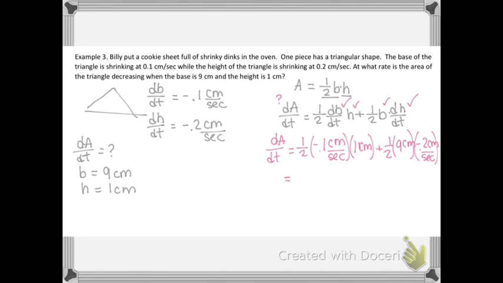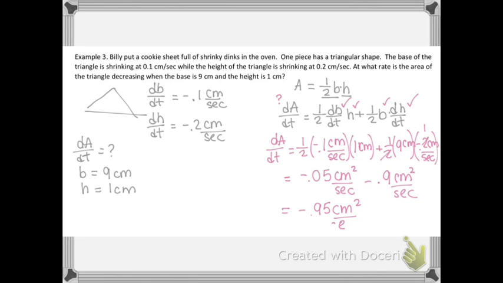Okay, so 1/2 times negative 0.1, that's going to be, I believe, negative 0.05 centimeters squared per second, minus 0.9. I'm just reducing these twos here, so I get negative 0.1 centimeter per second times that 9, negative 0.9 centimeters squared per second. So negative 0.95 centimeters squared per second.